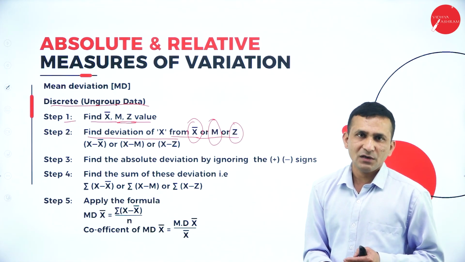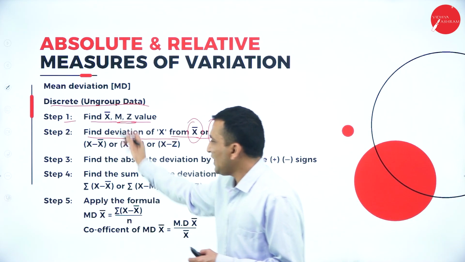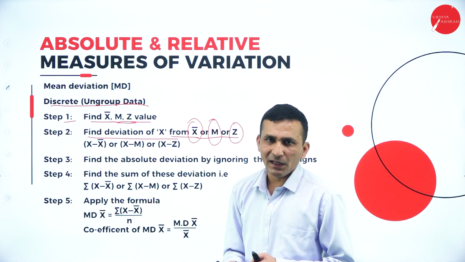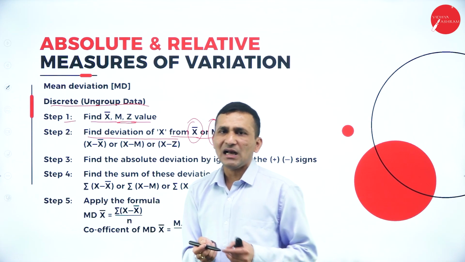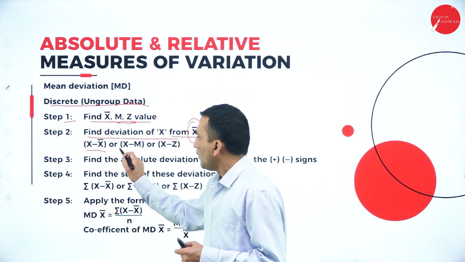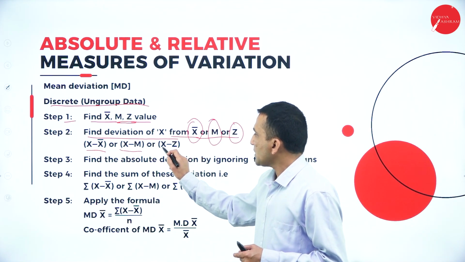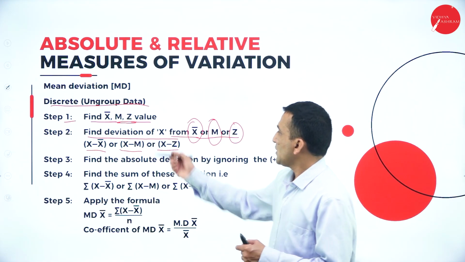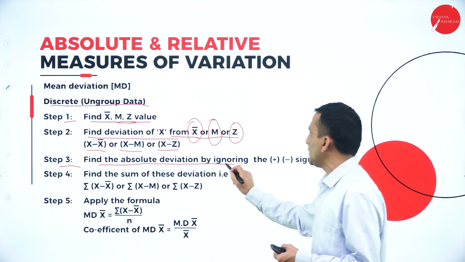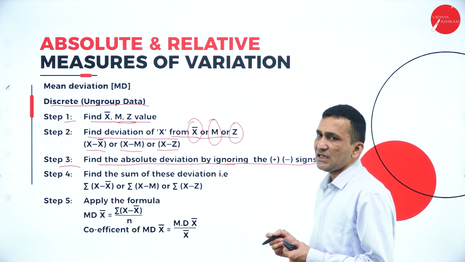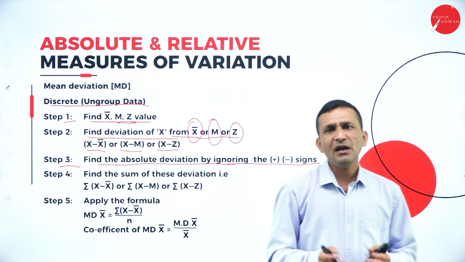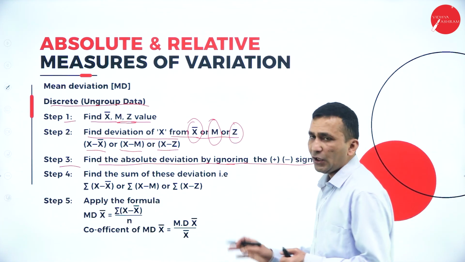Already in the first chapter I have covered the steps for finding X bar. From the X series given, in the first step we calculated X bar, median and mode. Depending on the question, they may ask for mean deviation from the mean, from the median, or from the mode. Once the second step is completed, go for the third step: find the absolute deviation by ignoring the plus and minus sign. Whatever sign comes, for mean deviation we do not bother about the sign; we just ignore it.